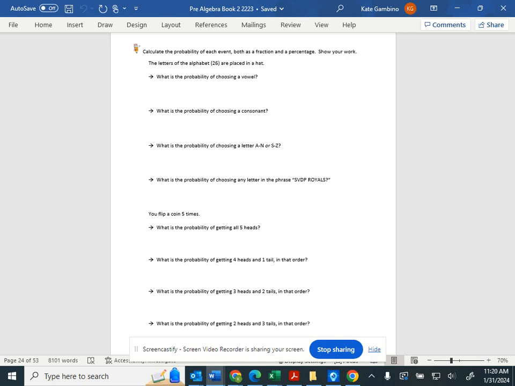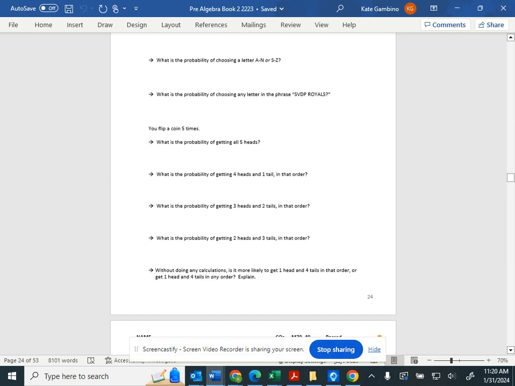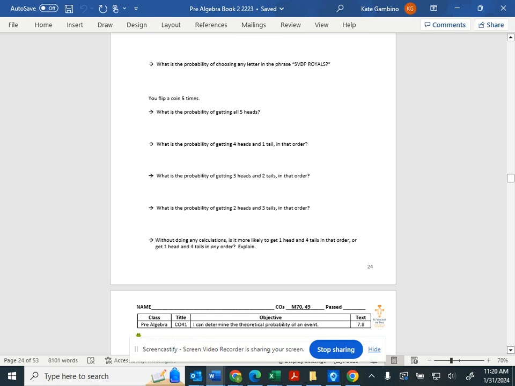Numbers we need to know. What is the probability of choosing a letter A to N? You're going to have to count it out. S to Z, count it out. Figure out how many that is. What is the probability of choosing any letter in the phrase SVBP Royals? You have to figure out how many letters that is. Then on the bottom, flipping a coin 5 times.